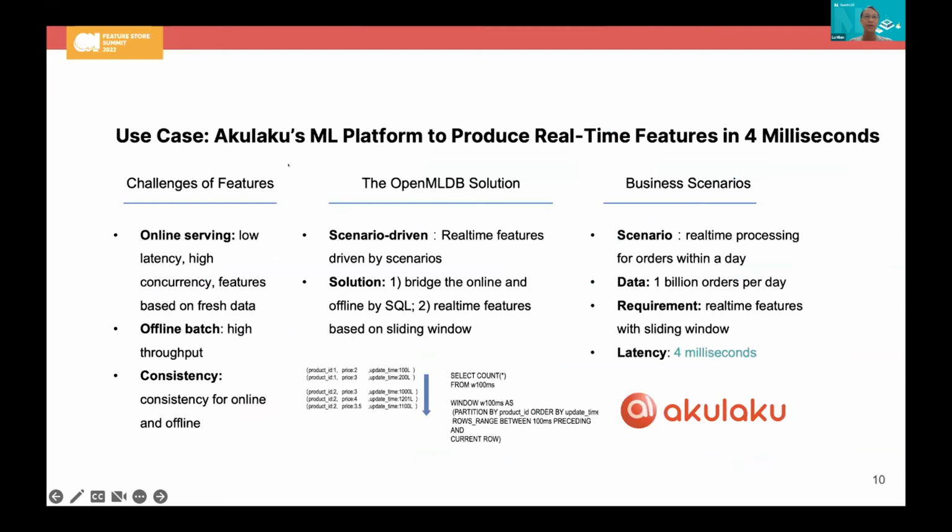Okay, this is a use case of OpenMLDB, and Aqualak is one of the first users after open source. They are trying to build an MLOps platform and also to deliver real-time features. So they chose OpenMLDB as the key component. The result is that they do real-time processing for orders within a day. They have about 1 billion orders per day. And as a result, they can achieve real-time feature processing in about 4 milliseconds.